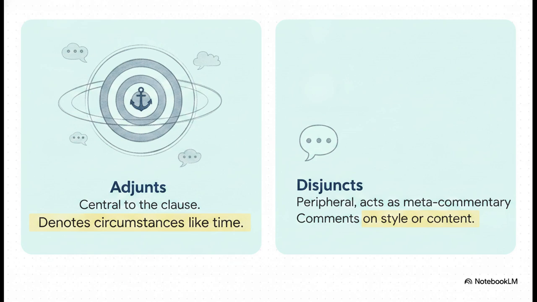It works perfectly. Disjuncts, on the other hand, are completely peripheral. They're more like a meta-commentary on the speech act itself, or the speaker's personal attitude. Because they sit outside the core meaning, they fail the cleft sentence test completely. You absolutely cannot say, it's since they are helpful that he likes them. No way. It just completely breaks the syntax.